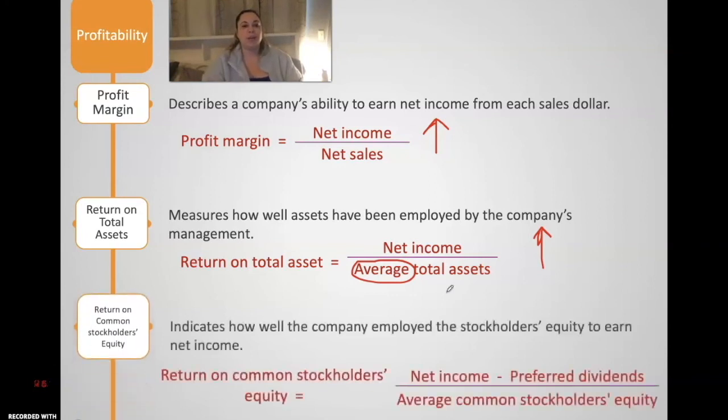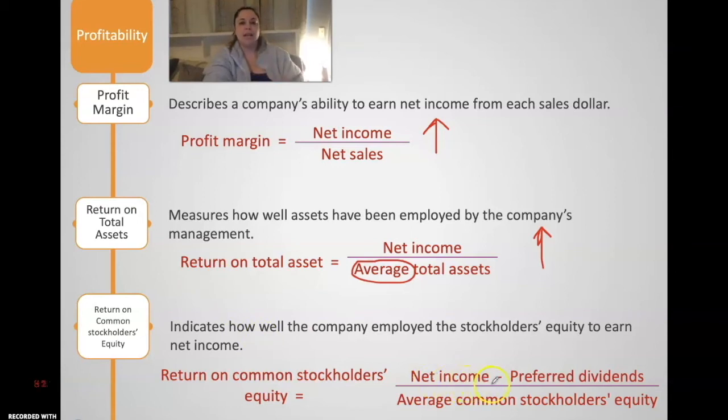Return on common stockholders' equity. This one here is a little bit more difficult as well. It indicates how well a company employed the stockholders' equity to earn net income. So it's kind of similar to return on total assets. Are we earning income from our assets here? Are we earning income from issuing stock?